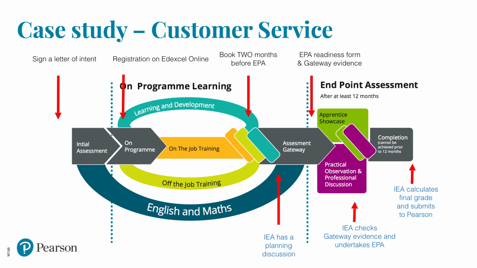When we know this, your independent endpoint assessor will contact you, your employer or your apprenticeship training provider, to arrange a planning meeting to prepare for endpoint assessment. This can be done on an individual one-to-one apprentice basis, or it can be done to apply to cohorts of apprentices. But essentially, this is around making the arrangements for endpoint assessment.